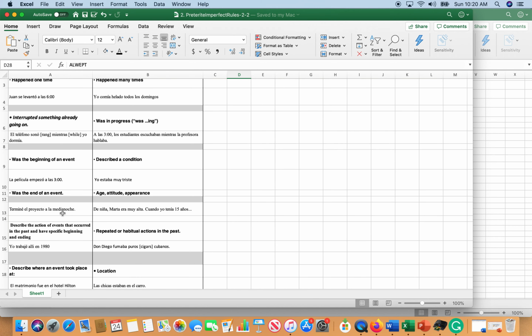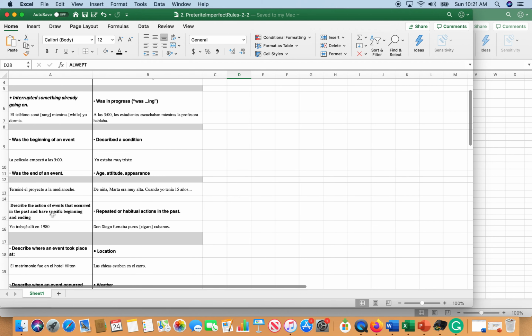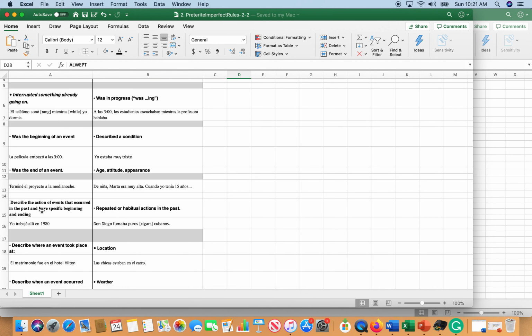This one has nothing to do with time. It's talking about the beginning of the event and when you finish the event. We are not talking about time, okay? Pretty much that you completed watching the movie. Here, pretty much that you completed the project. It's not about the time because time, remember, is imperfecto. Describe the action event occurred.